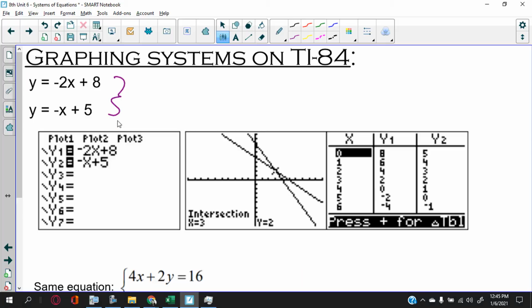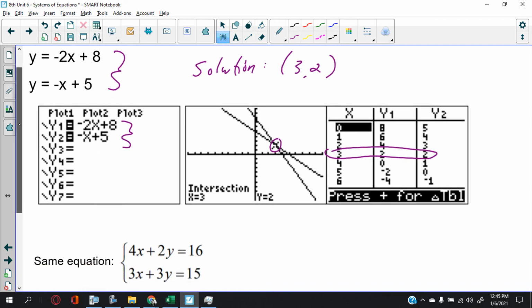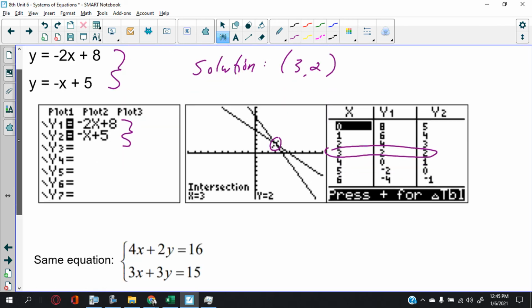All right. Now, that said, the solution here, and that's what we call it, the solution is 3 comma 2. That's where the two lines intersect. Now, starting in a couple of days, we're going to actually solve this using equations. Okay? So very, very cool. All right? And I'm going to try to come back here to show you how to do that.